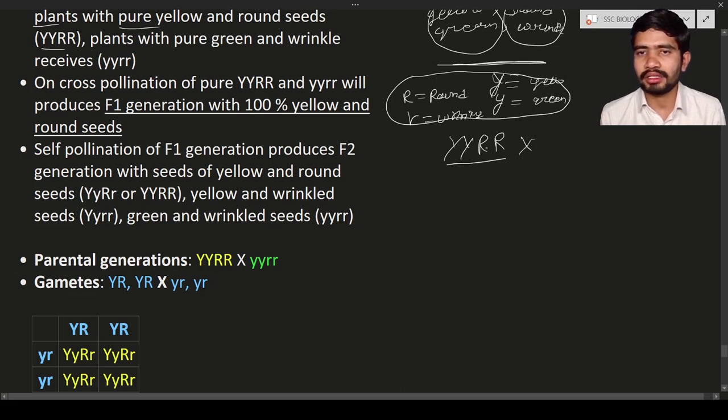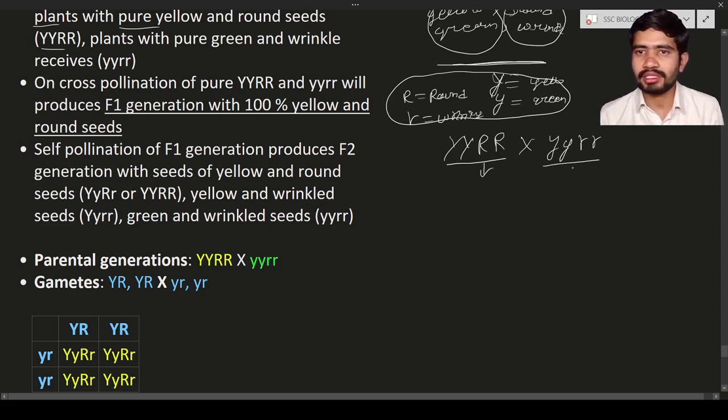So take the other parent. This is pure homozygous dominant, yellow round, yellow because capital Y is there and capital R is there. Next take the other type of parent, that should also be pure, small y, small r. So what does it mean? It is also pure, homozygous recessive, green wrinkled. Okay, so these are the parents.